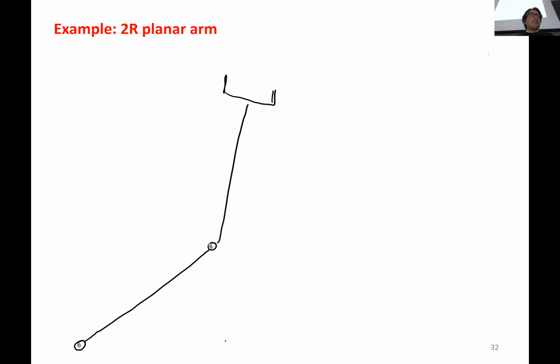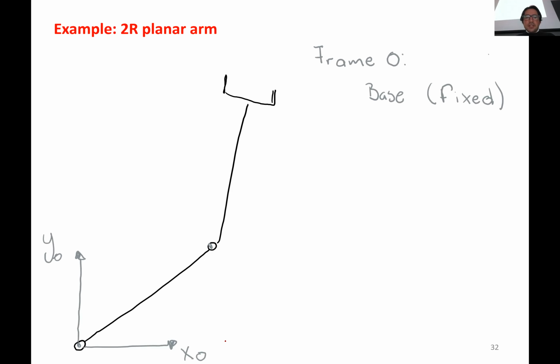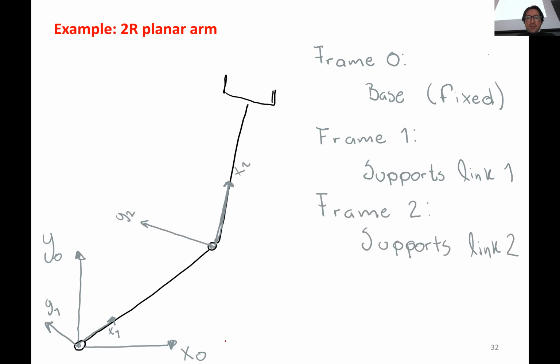So let's go to the example of the 2R planar arm. First, I'm going to derive the direct kinematics, and then from there I'm going to get the Jacobian. So first we define the frames. Frame 0 is just the base, so it's fixed, it's not moving. Then we define frame 1 as the frame that supports link 1, which is this one that I'm showing in the slide. Then frame 2 is the frame that supports link 2, and then we have the end effector frame, which is this one here.